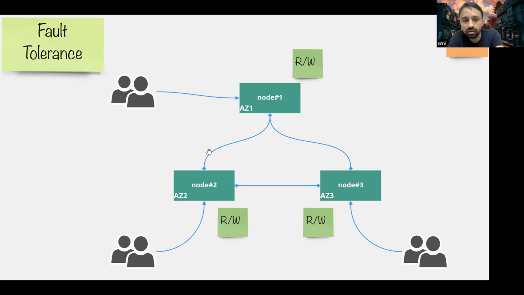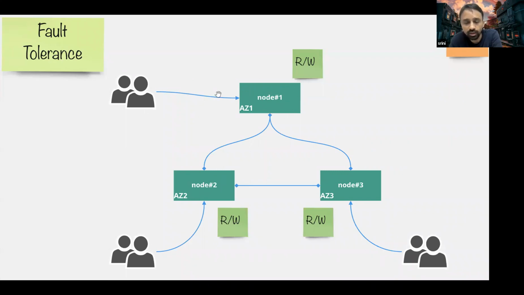So when it comes to fault tolerance, the clients can be connected to any of the nodes in the cluster. So again, what you're looking at, this is a cluster with 3 nodes, stretched across 3 AZs, AZ1, AZ2, and AZ3. And you have clients connected to all the nodes in the cluster, right? So clients sitting in AZ1 zone are connected to the node in AZ1.